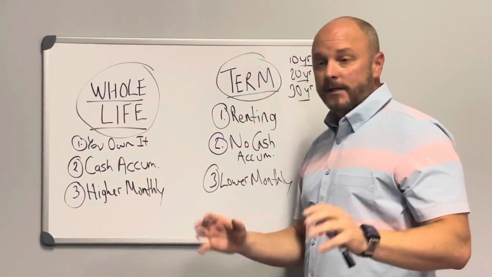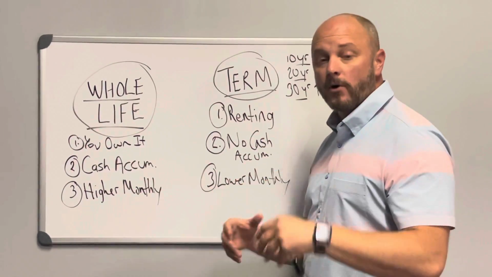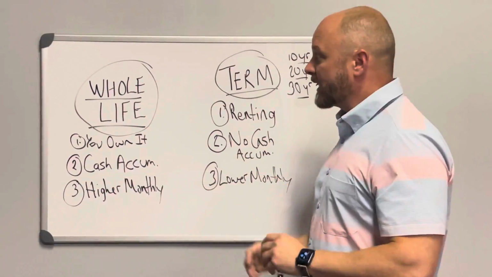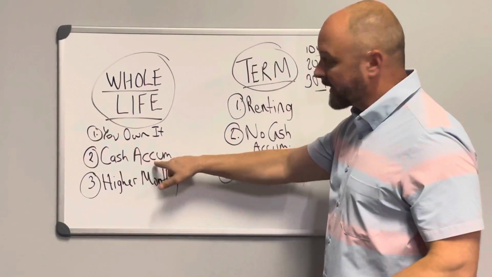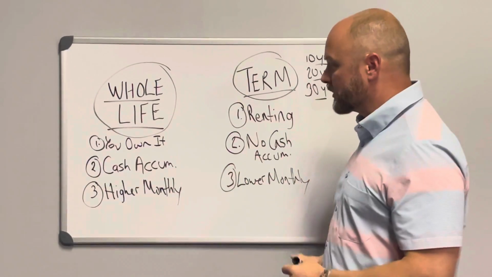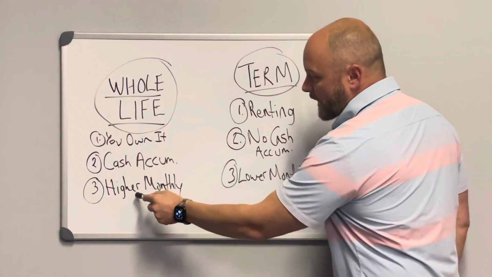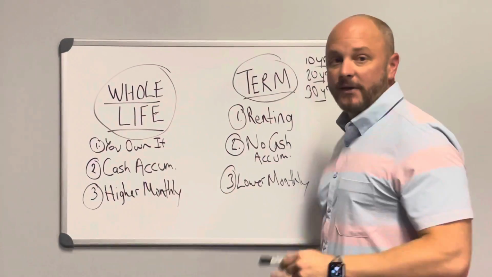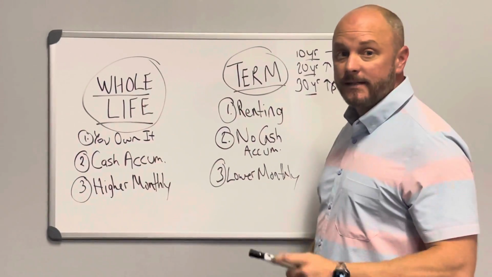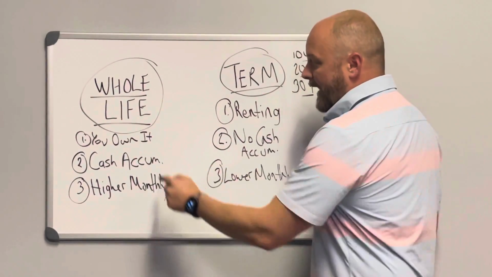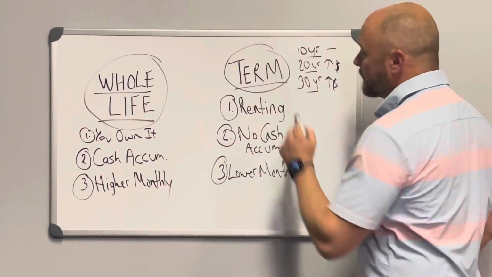So imagine it like this. A whole life policy is like buying a home, right? Once it's paid for, you own it forever, can't be taken away from you, and you get the equity in that house, which is similar to like the cash accumulation in a whole life insurance policy. The one thing about a whole life insurance policy is oftentimes it's a higher monthly amount that you pay in, right? So it seems more expensive, but the reality is it's an investment because you own it and you get cash accumulation.